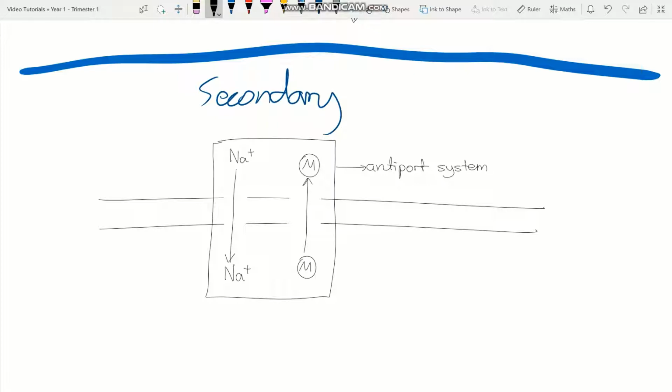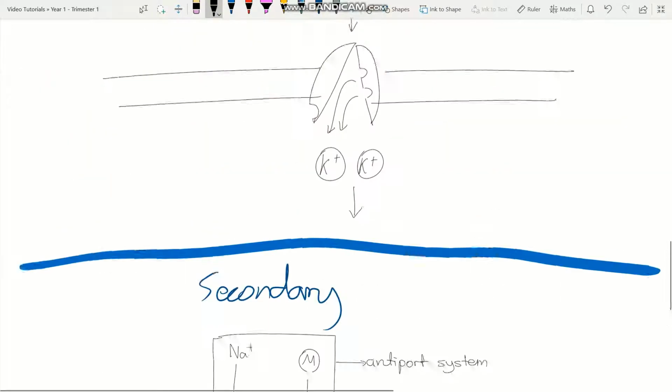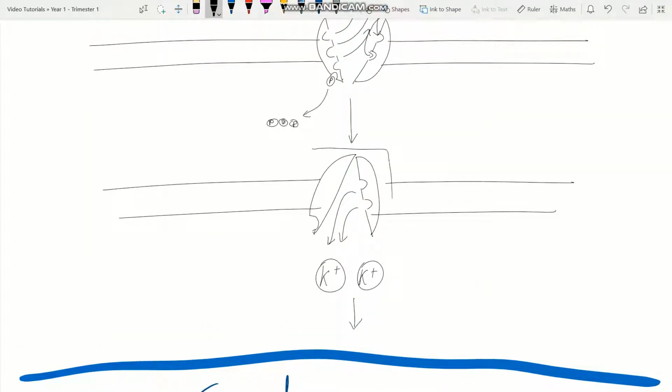On the other hand, if the molecule was moving in the same direction as where the sodium molecule moved, then this system would actually be called a symport system. Therefore, this is seen also in a sodium-potassium ion pump as we mentioned earlier, the concentration gradient that may be formed by this particular pump may establish another ionic gradient which can allow for the transportation of another molecule.